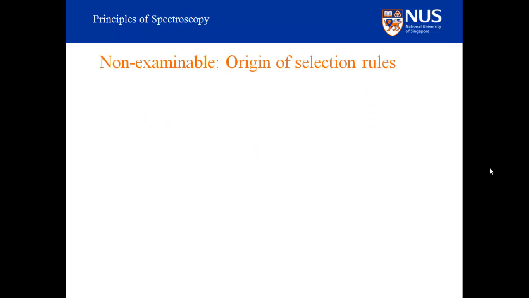Now, where do these selection rules come from? Why was I able to say what the selection rules were? Note that the description I'm about to give is non-examinable. This explanation is being given so that you understand that the selection rules are rigorously determined and not plucked out of thin air.